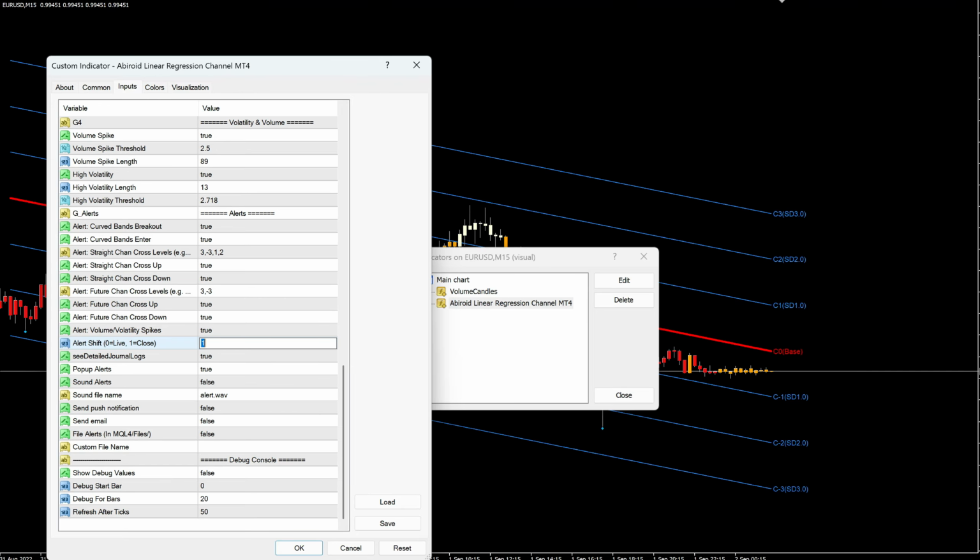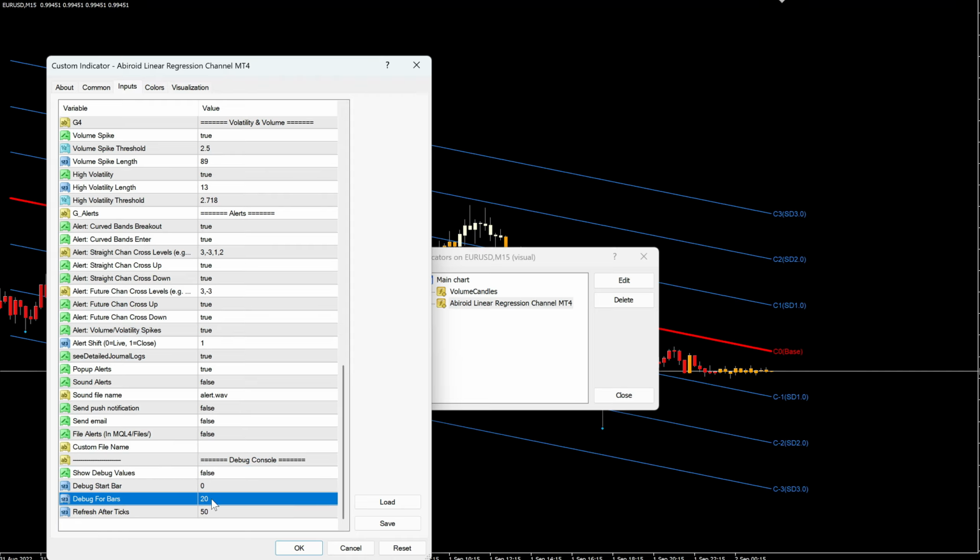By default, it is set to 1, because if a bar is still forming, price might go up and come back down multiple times, which is why it's better to use the closed price. You can get different kinds of alerts. You can get email push notifications. You can also have alerts in files in case you want to use those alerts in your own expert advisor or something.